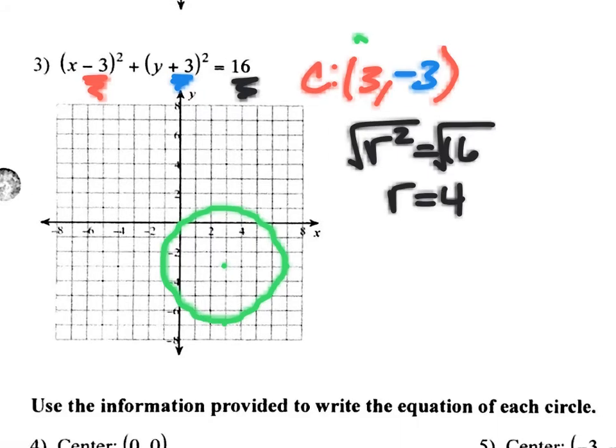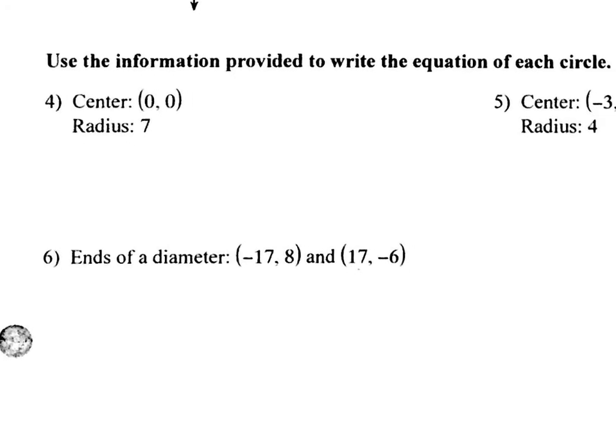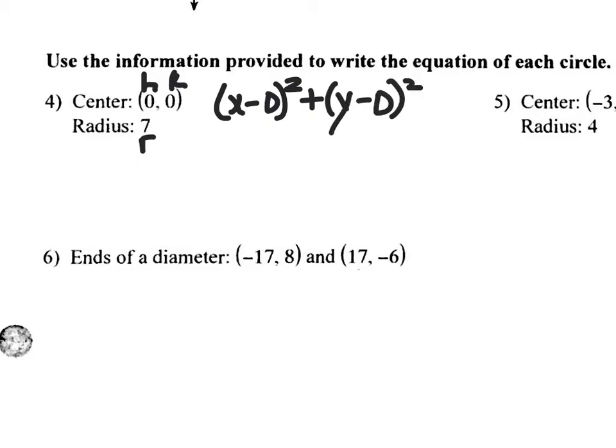All right. Now, what about this one? These we're going to write the equation, okay? So when we write the equation, this is your h, that's your k, and that's your r. So it'd be (x minus h) squared plus (y minus k) squared equals r squared.